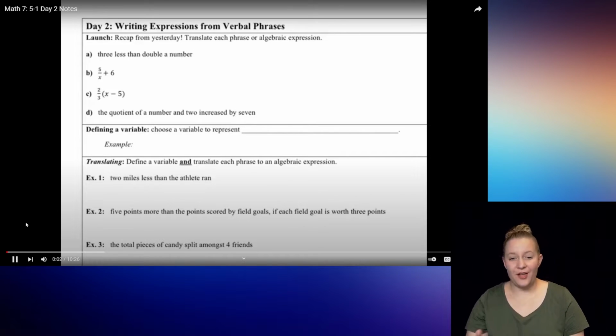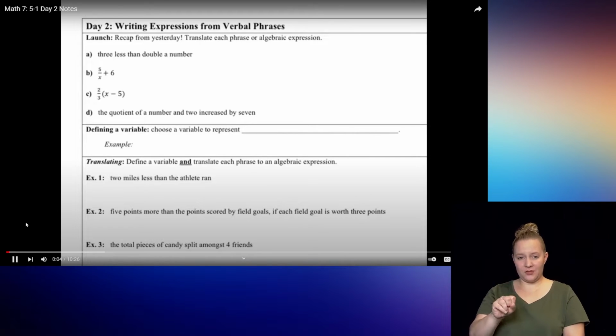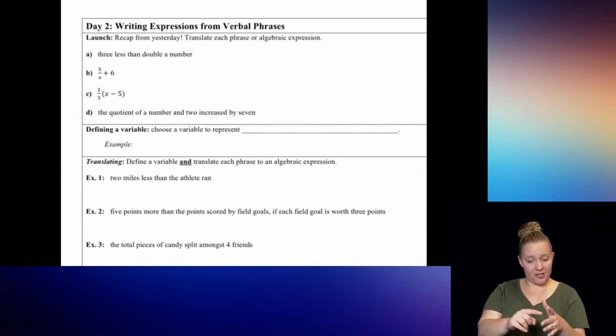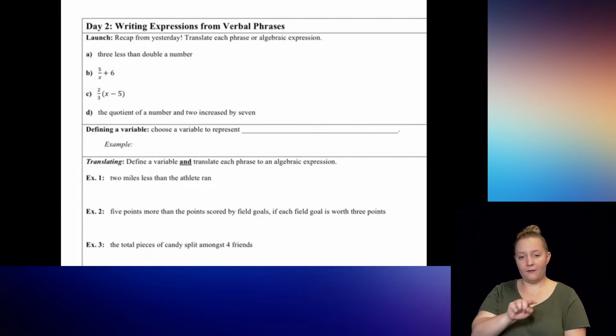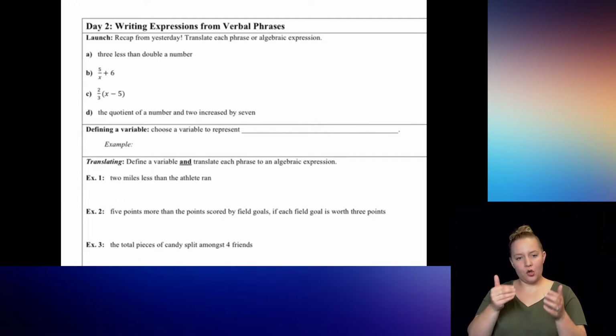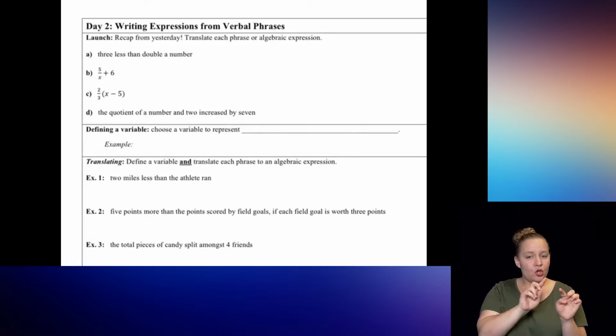All right, day 2 notes, 5-1. So before we get started at all, let's go ahead and look at this launch. We're going to recap from what we learned on 5-1 day 1 notes. So go ahead and either translate the phrase into an expression or expression into a phrase.